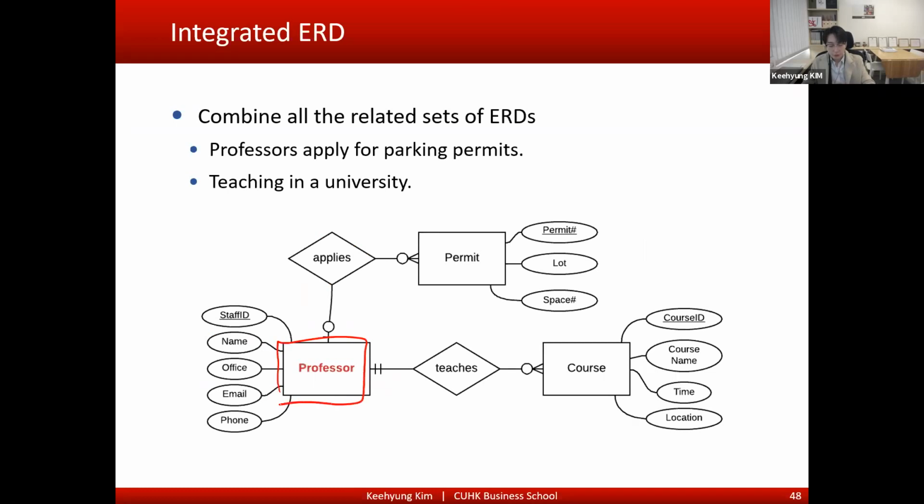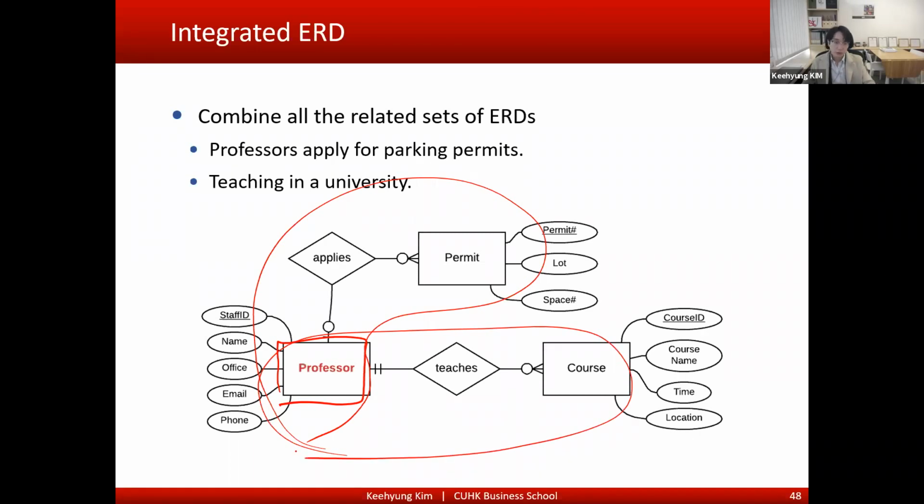So there's one professor entity, and this part is representing the first business event, which is about professor applying for a parking permit. And this part is representing the second business event, which is about professor teaching in a university. So that's it. Basically, this is how you can combine multiple ER diagrams together to create an integrated ER diagram. This is the final step. What is shown here is an integrated ER diagram that represents two business cases which exist in the university. So that's the final step.